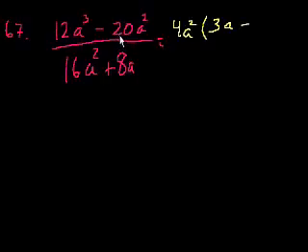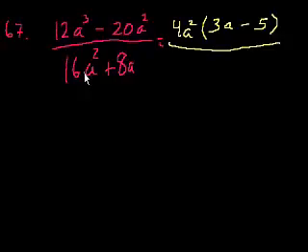Minus 20, I mean, I could say plus minus 20, but you get the idea. 20 divided by 4 is 5. And a squared divided by a squared is just a. And if you don't believe this, multiply it out. 4a squared times 3a is 12a cubed. And 4a squared times minus 5 is minus 20a squared. So it works out. We do the denominator.